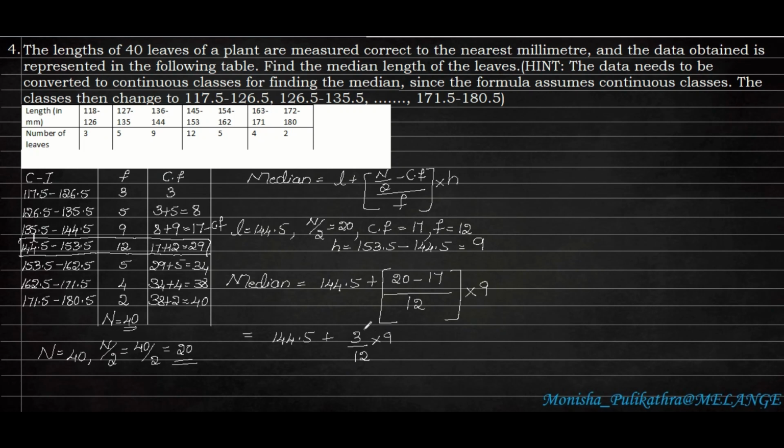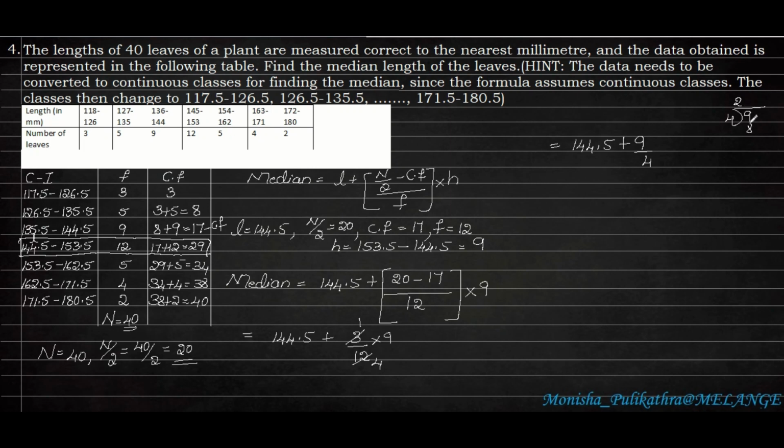Here we can cancel. 3 ones are 3, 3 fours are 12. So the remaining numbers are 144.5 plus 9 ones are 9, divided by 4. Here either you can take the LCM to calculate this, or else we can take the division form of this. So I'll be dividing it, that is 9 divided by 4.